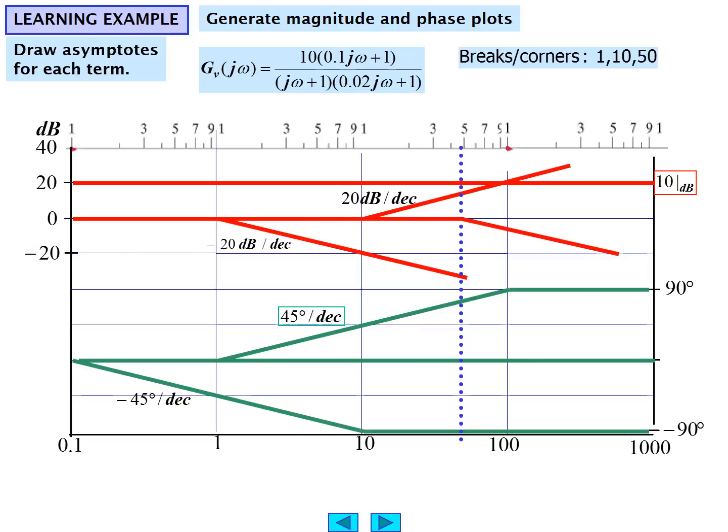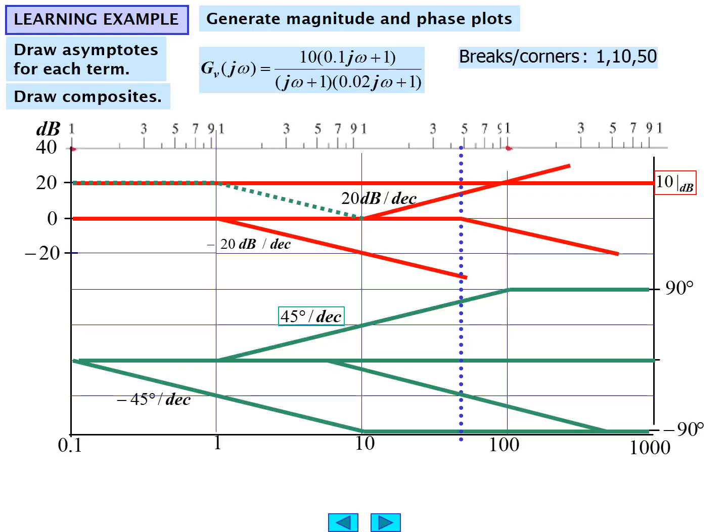And over a decade, which means from 50 to 500, it will go down 20 dB, minus 20 dB per decade. And notice where the dotted blue line indicates 50 radians, we end up with a minus 45 degrees because it's a pole, and it's going to go down minus 45 degrees per decade, of course. From this complicated looking mess, we then want to draw the composite response by looking at the break frequencies and what those asymptotes represent.